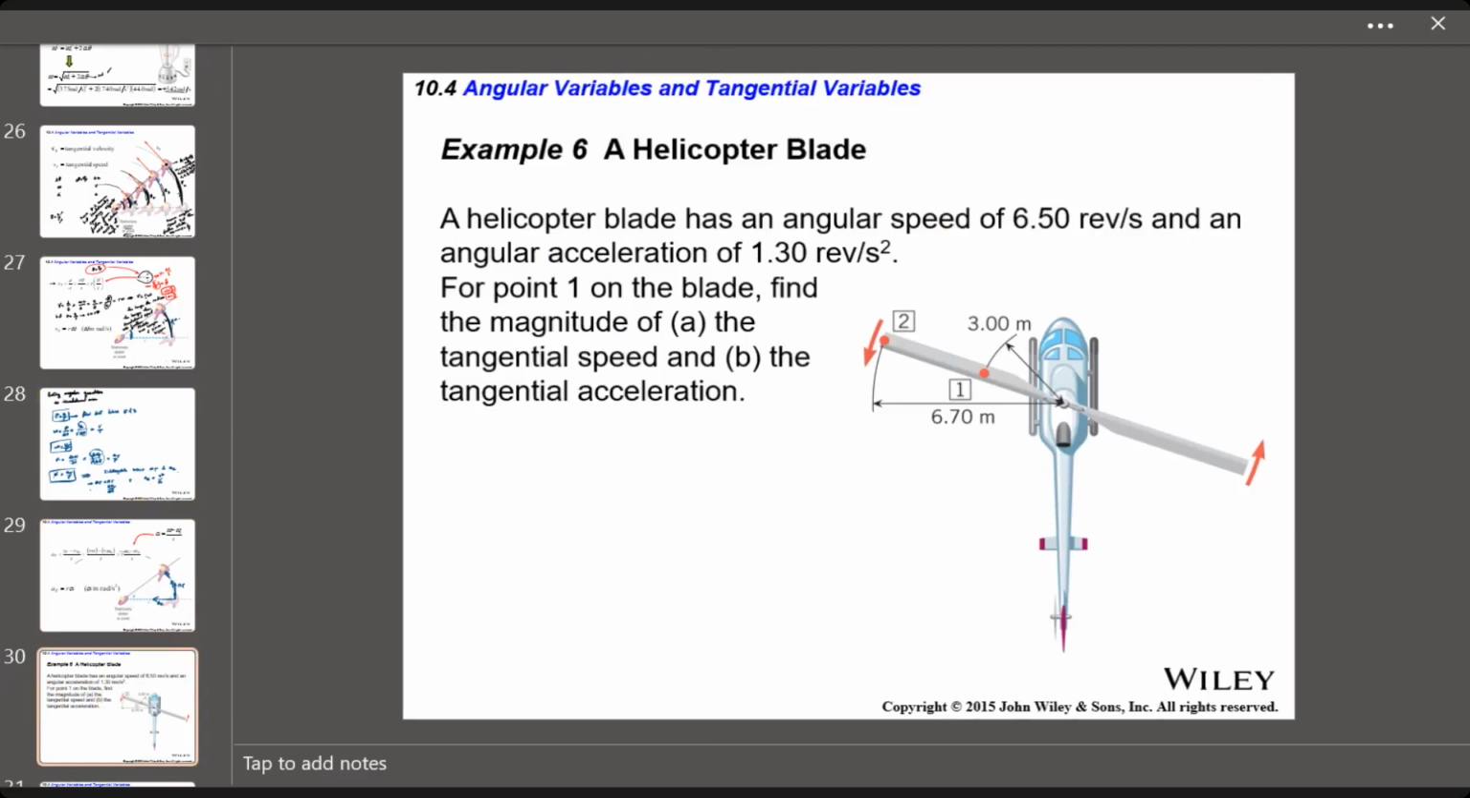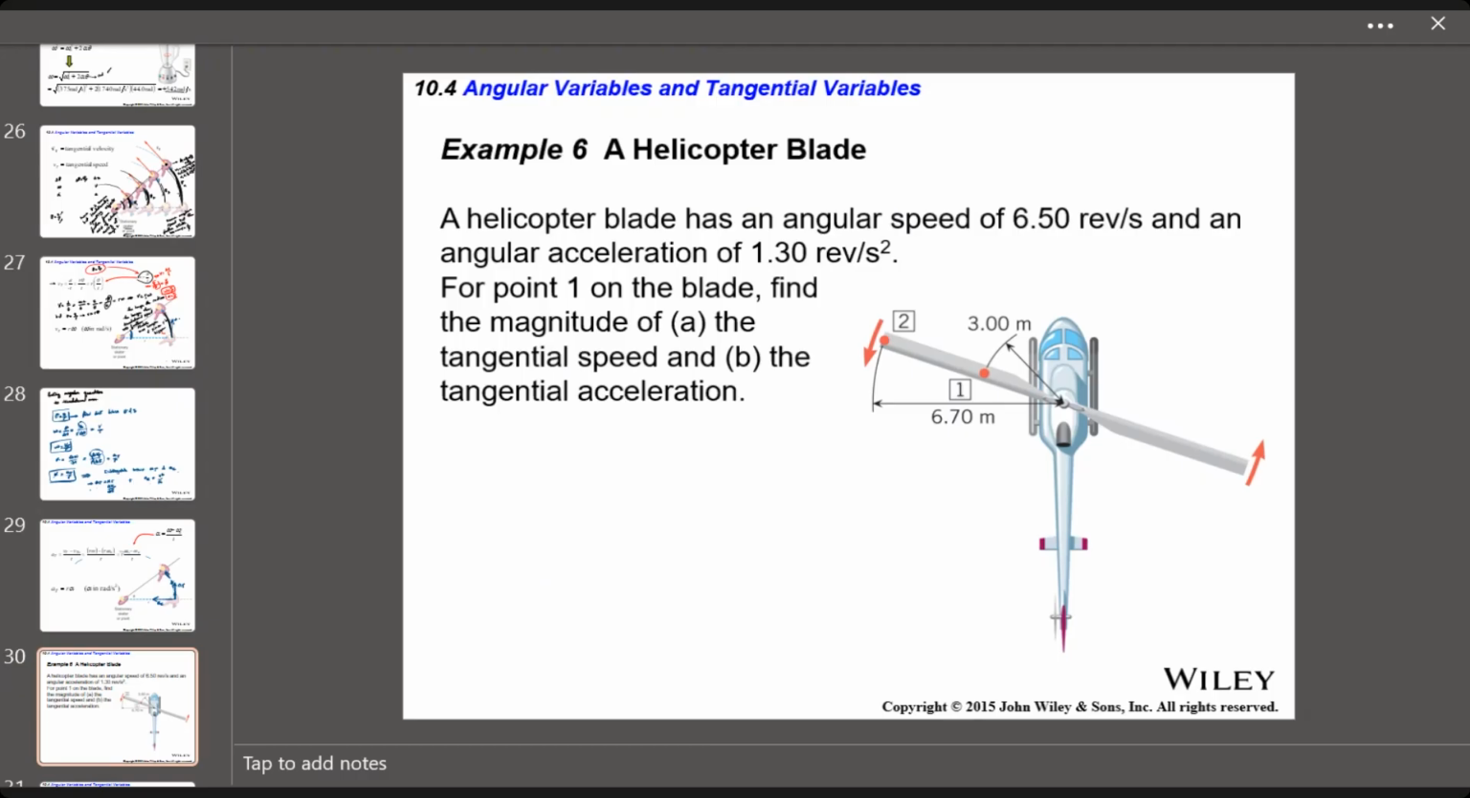So we can solve an example so you can see how I can ask you for either one of the two. Let's look at this question. A helicopter blade has an angular speed of 6.5 revolutions per second and an angular acceleration of 1.3 revolutions per second squared. For point 1 on the blade, find the magnitude of the tangential speed and tangential acceleration.